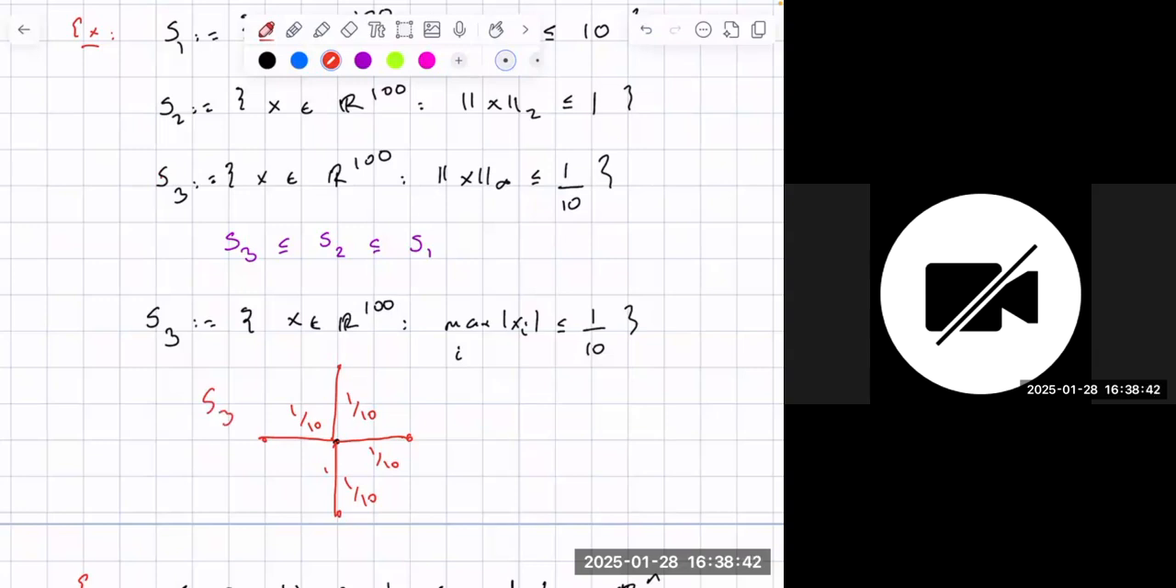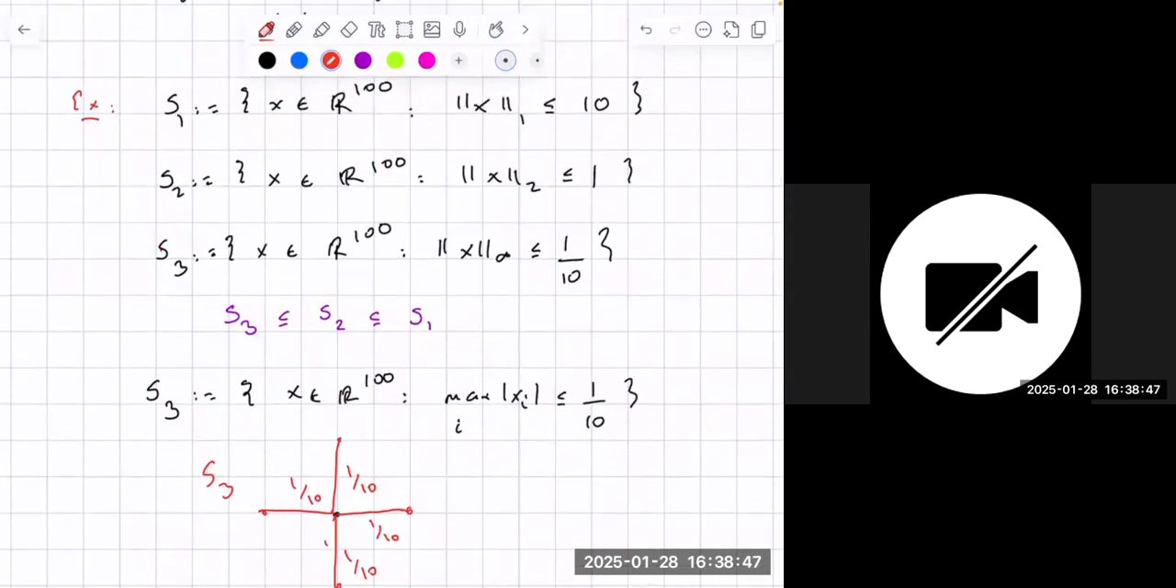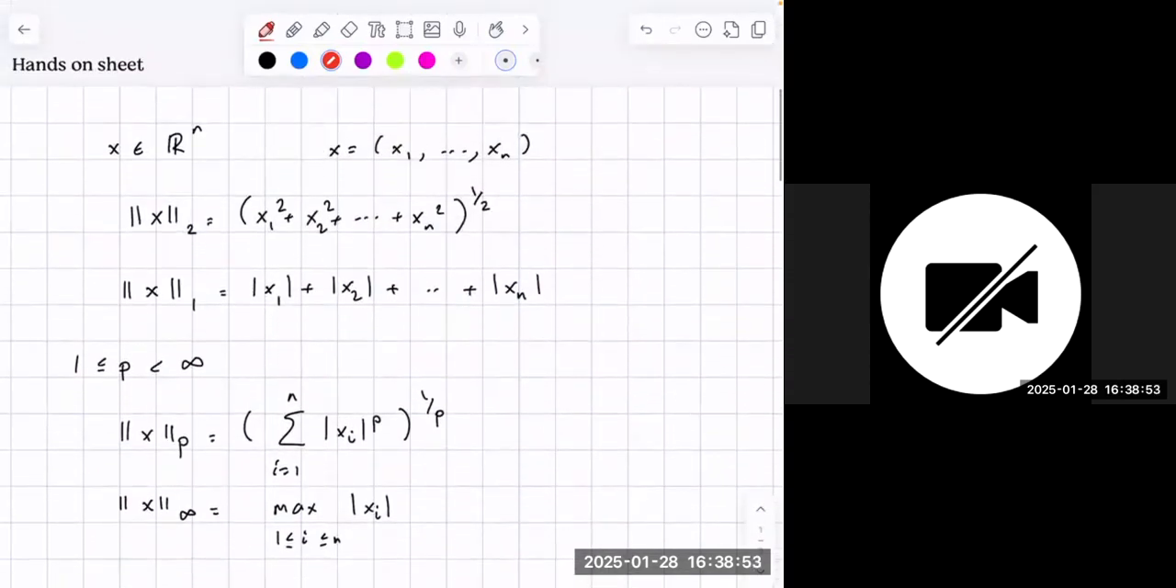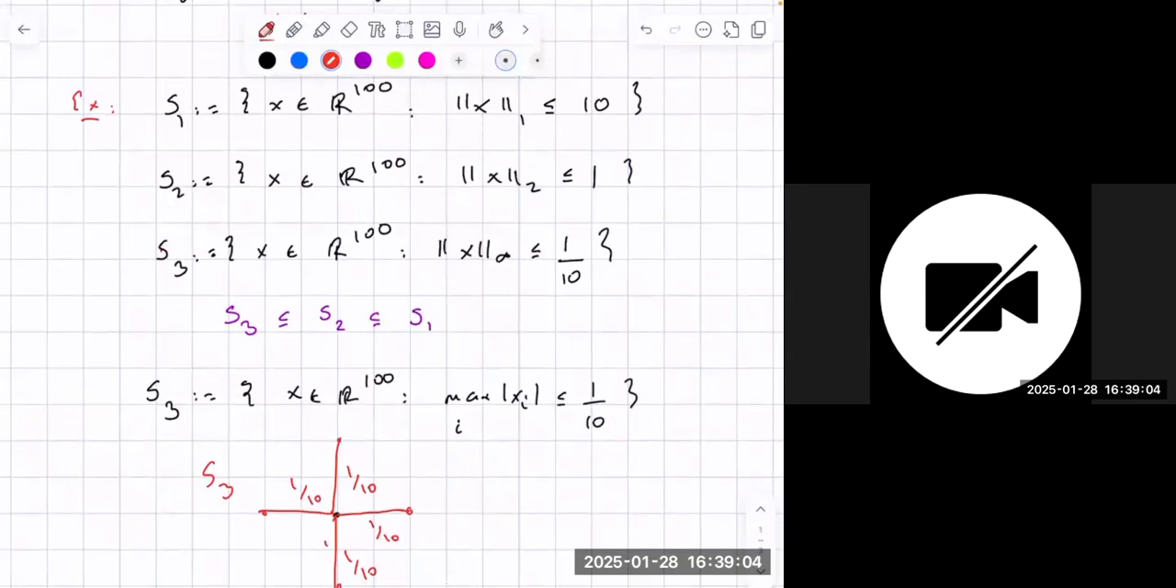And how about S2? Or maybe S1, even easier. What is S1 saying? L1 less than 10. What was L1? Let me remember the definition. I sum up all the coordinates, right? There's like 100 of them. I'm working with vectors, suppose in this application with 100 features. Okay. So if you sum up 100 numbers, where every single one of them is less than 1/10, what do you get at most? 1/10, 100 times, 100/10, at most 10. So that means everybody here for sure satisfies the condition in the first set.